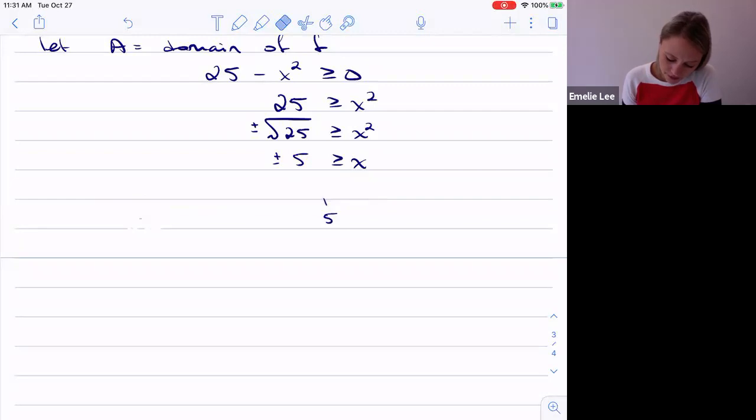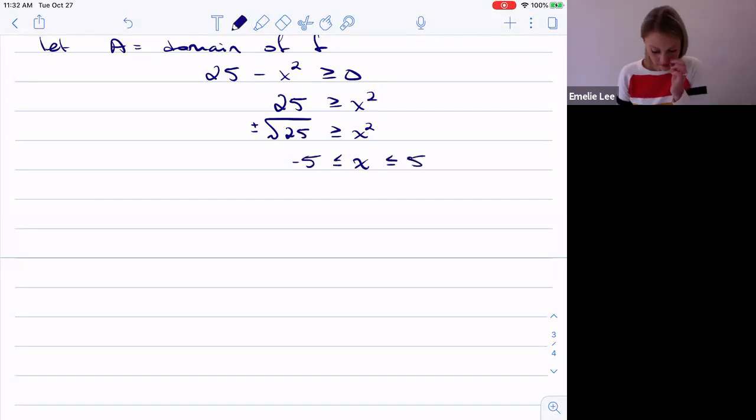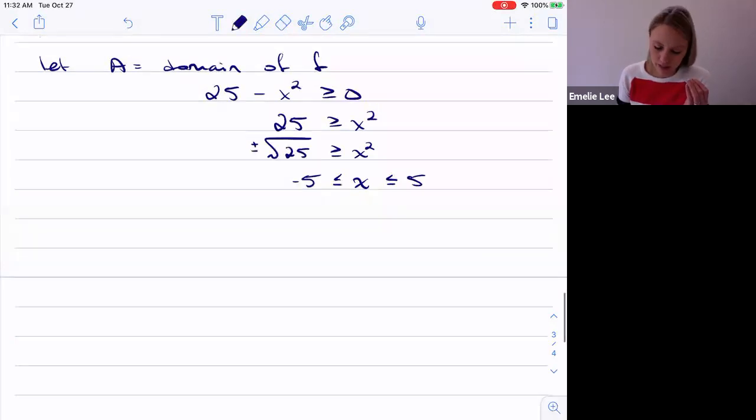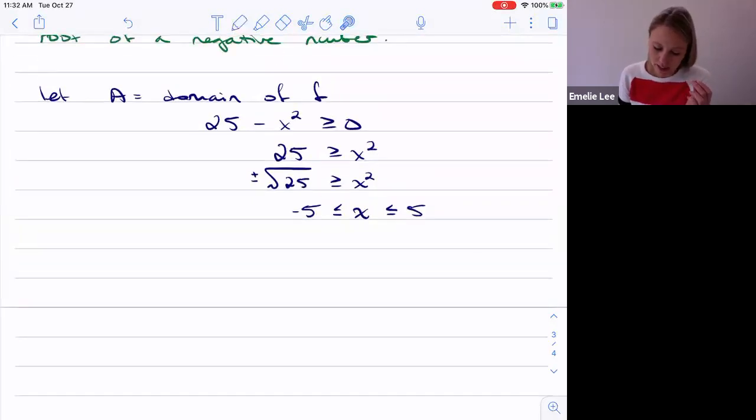I'm going to delete this. And this. I'm just going to do, because I know what it is. X has to be between negative 5 and 5, right? And you can check it. If you do negative 6 squared, that would be 25 minus 36, which is less than 0, so that's bad. As long as x is between negative 5 and 5, you're okay.